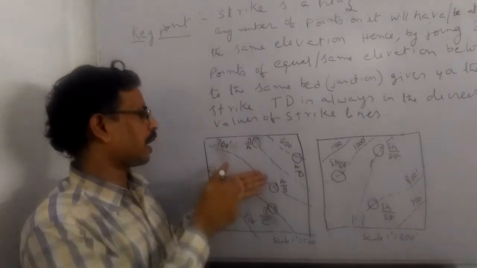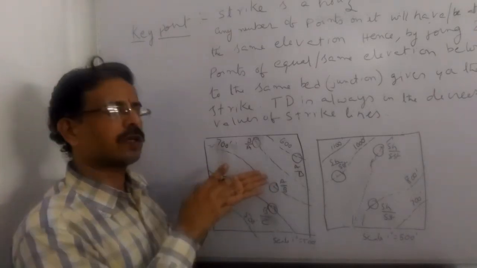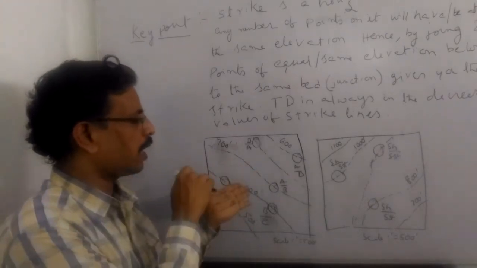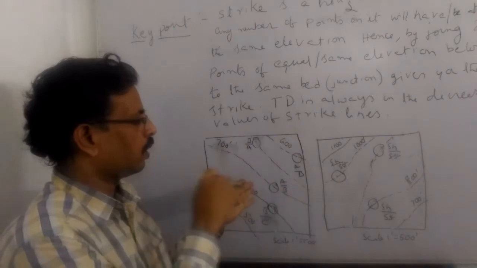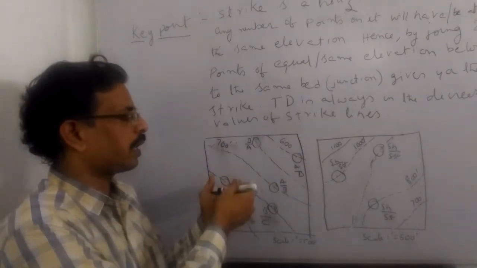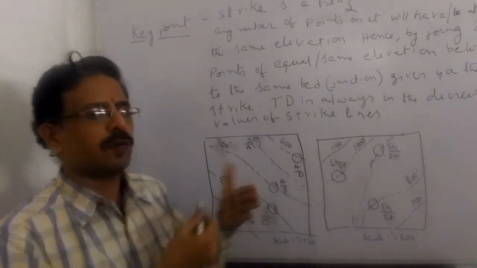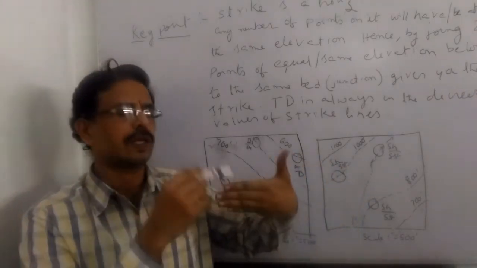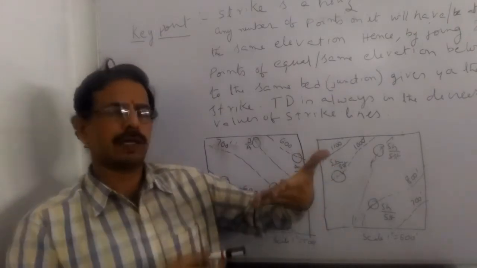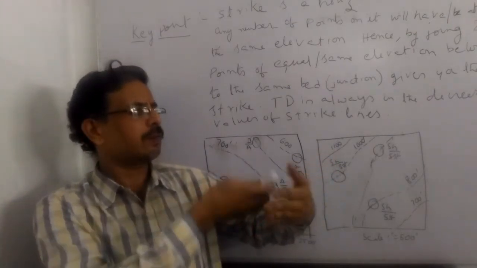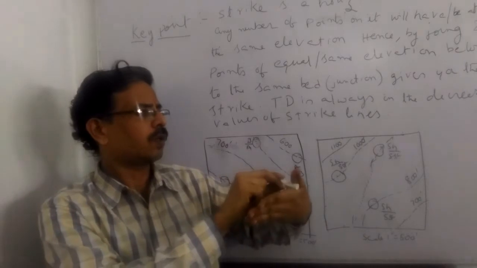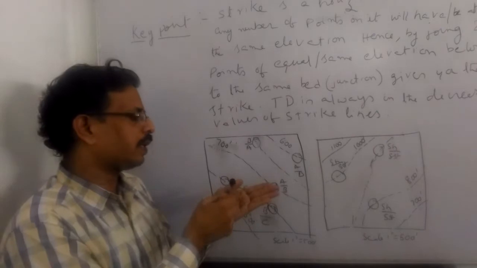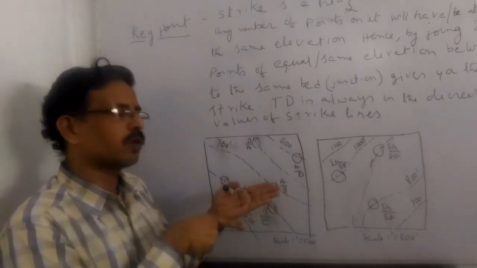This direction of decreasing values of the strike lines is called the true dip. If the bed is like this, it is dipping in this direction, so the decreasing value is in this direction, and the true dip is in this direction. If the bed is like this, which you are not able to see clearly as it is against the camera, the strike lines are decreasing in this particular direction, so this is the true dip direction. True dip direction is always in the direction of decreasing values of strike lines.